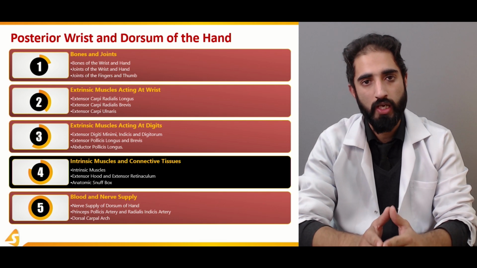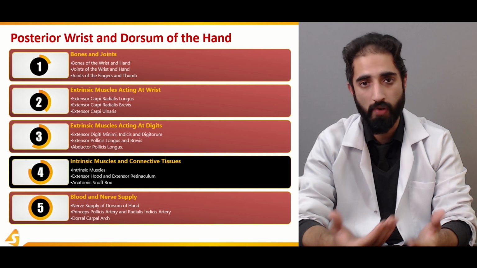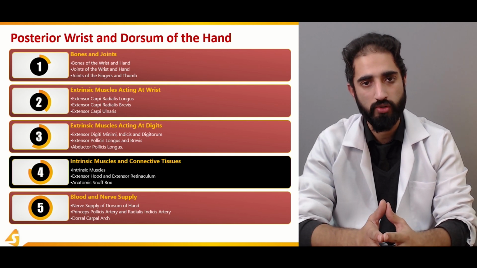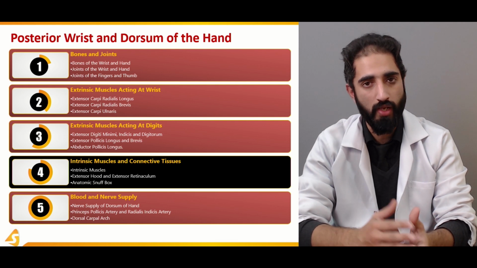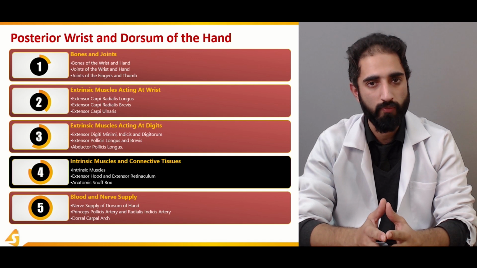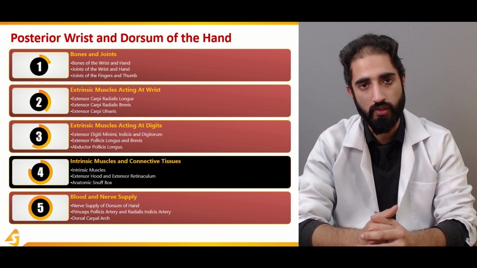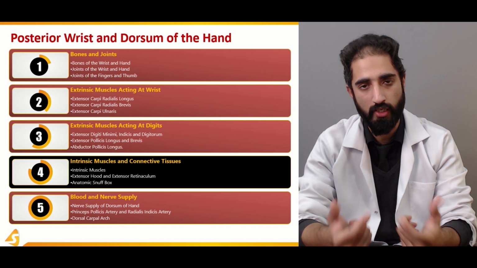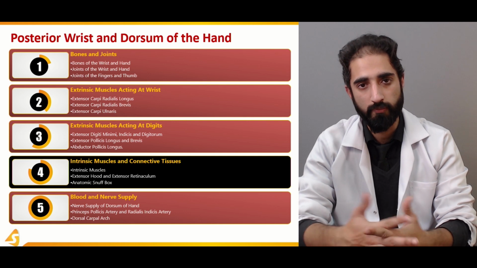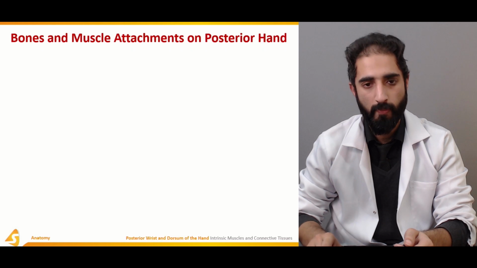So in this context, we are going to talk about the intrinsic muscles such as lumbricals and the palmar and dorsal interossei. But we're also going to talk about some connective tissue structures such as the extensor hood and the extensor retinaculum. And we're also going to talk about the anatomical snuffbox, which is formed by the different muscles and tendons in relation with each other, and they make an anatomical structure at the dorsolateral aspect of the hand.